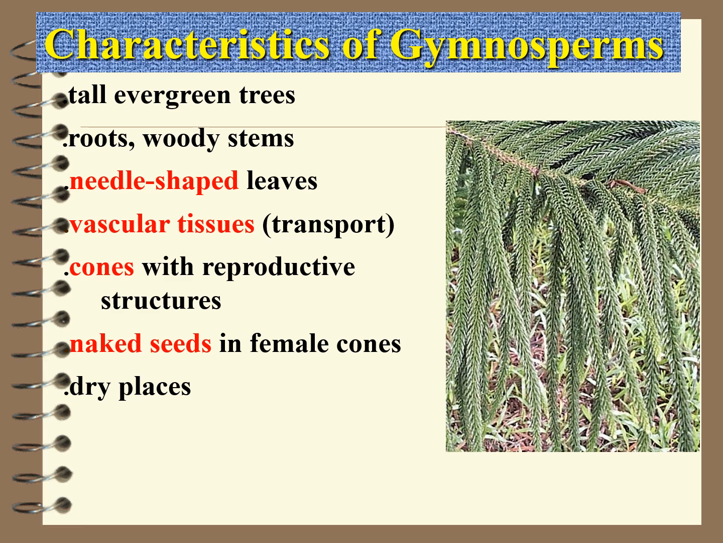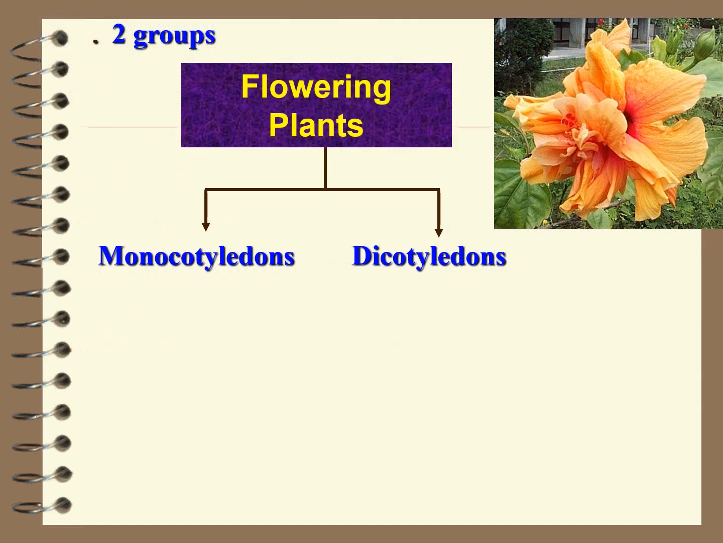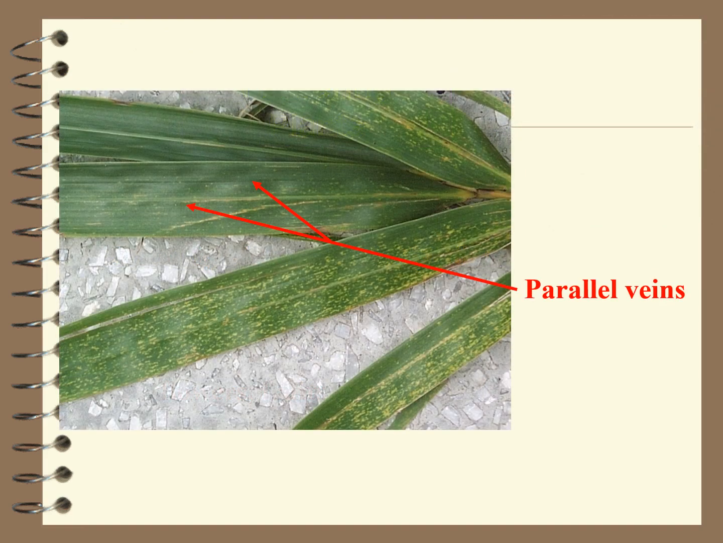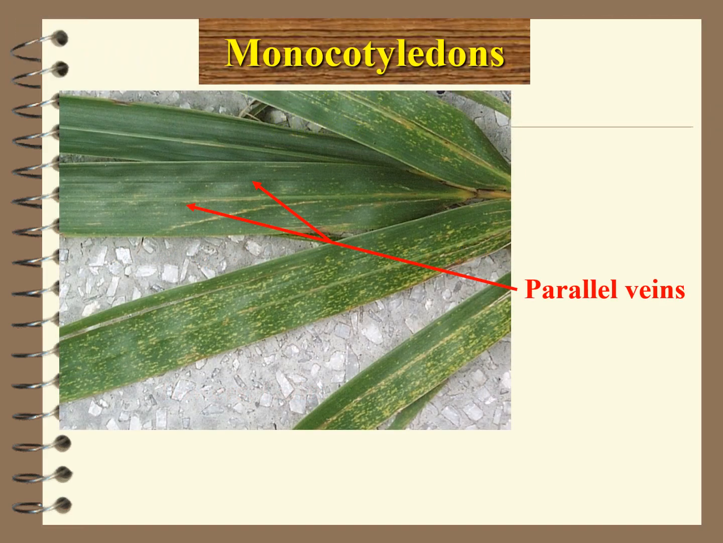2 groups. Monocotyledons. Dicotyledons. Flowering plants. Roots, stems, leaves. Vascular tissues, transport. Flowers, fruits, contain seeds. Monocotyledons. Parallel veins. 1 seed leaf.